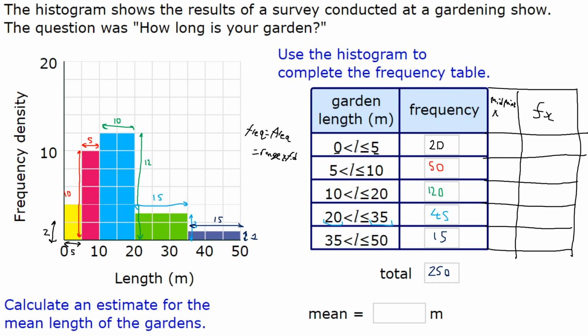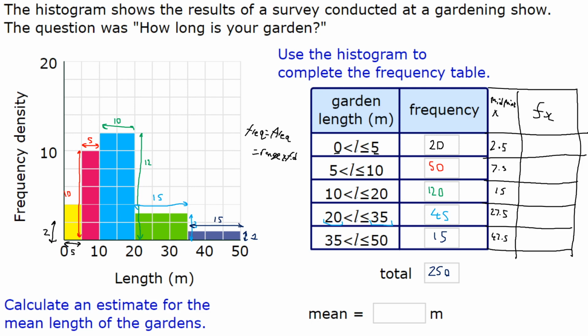The midpoint of 0 to 5 is just 2.5. The midpoint between 5 and 10 is just 7.5. Between 10 and 20, that's just 15. 20 and 35 is 27.5. And 35 to 50, that is just 42.5.